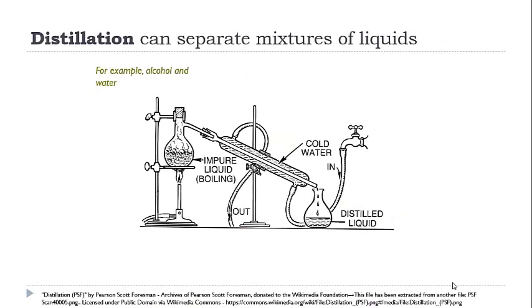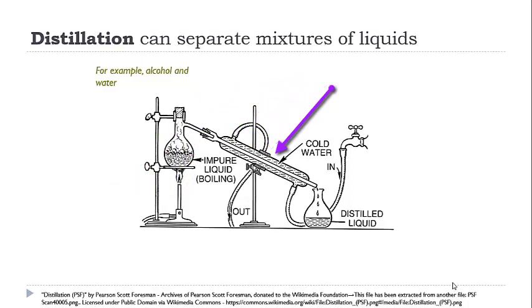Distillation is a common method of separating mixtures of liquids. For example, you can separate alcohol and water using distillation. And this is a picture of distillation setup. What we have on the left is a flask, and let's assume there is alcohol and water in there. You add heat to it, and what we get is vapor. The vapor goes into the condenser.